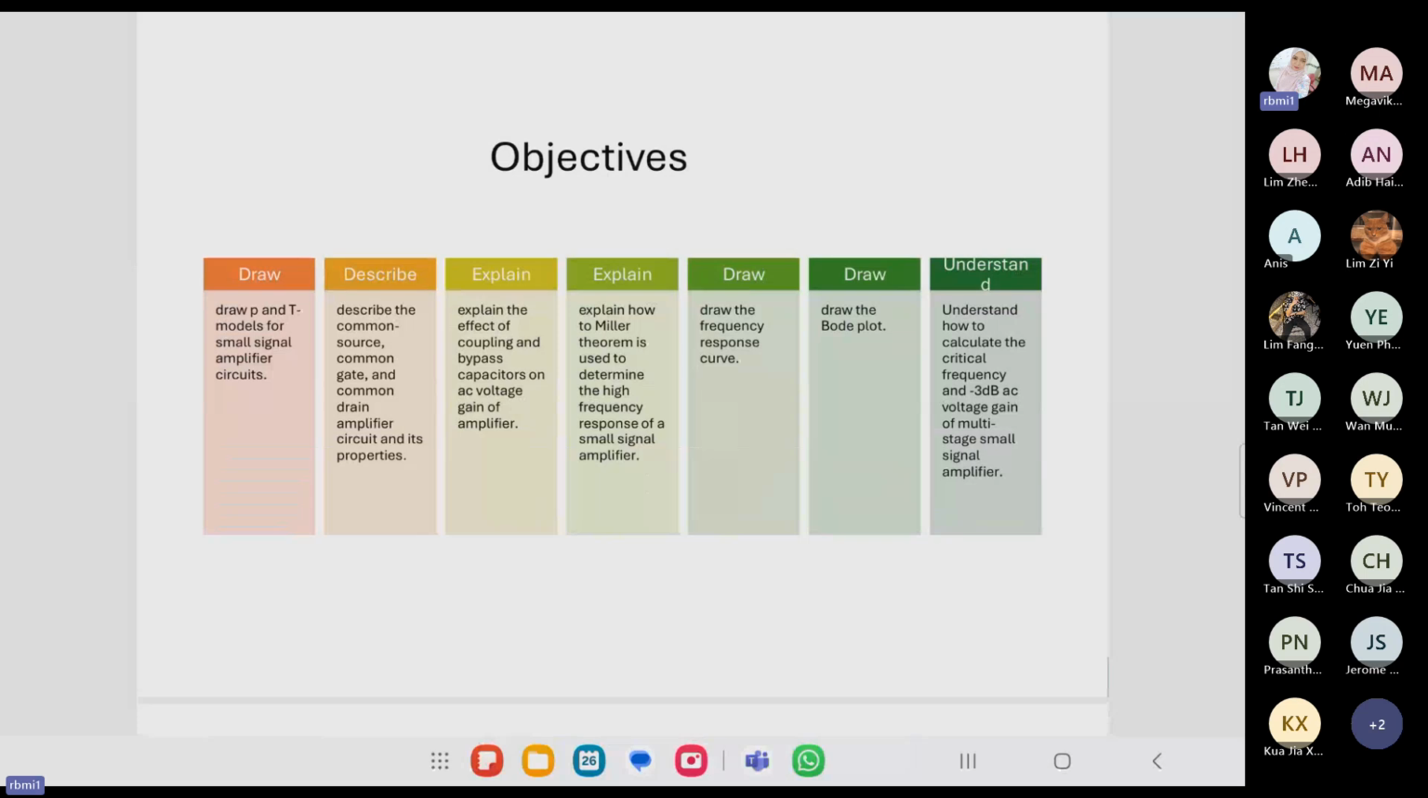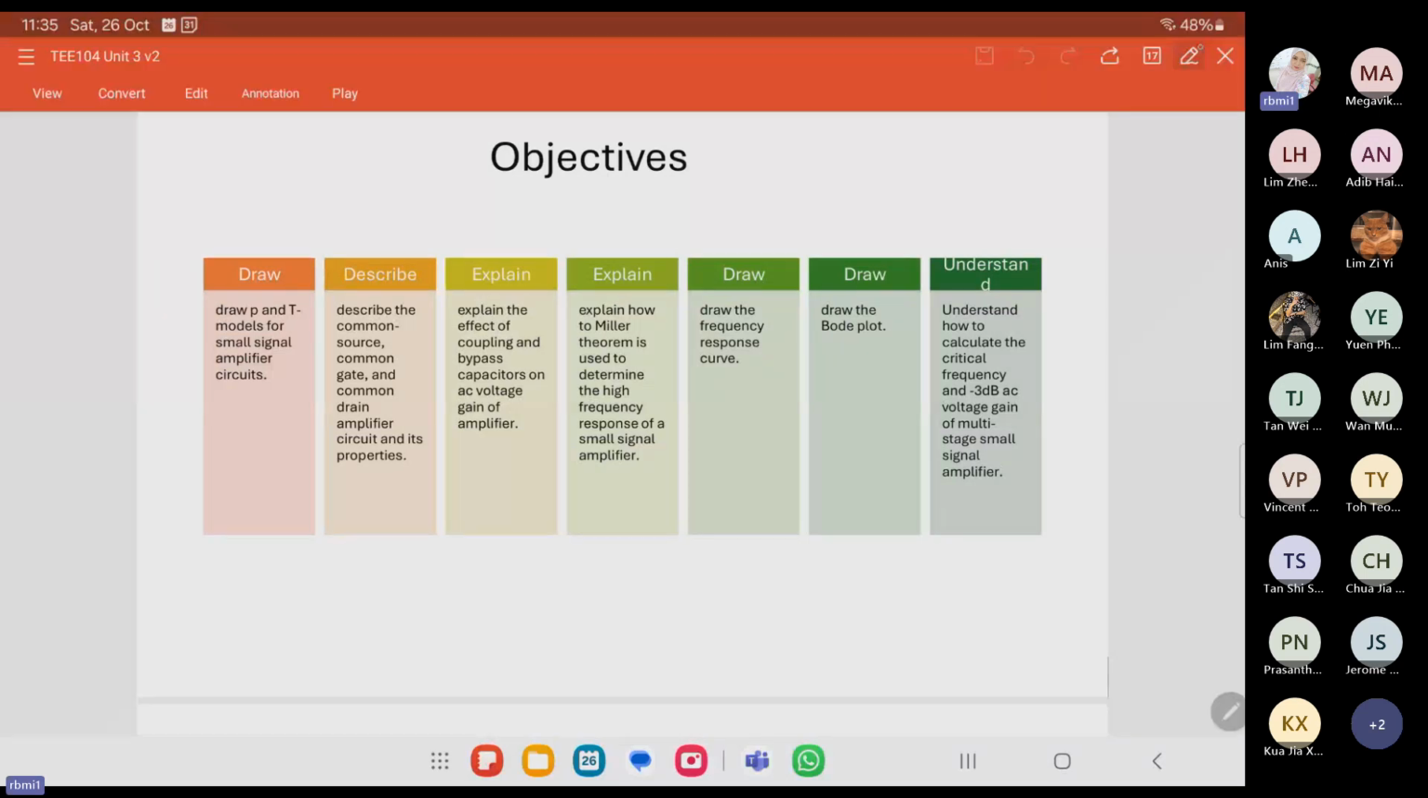Okay, and for the JFET, we have common source, common gate, and common drain. The second objective here, we have common source, common gate, and common drain, and we will see the effect of the AC voltage gain by the output impedance and also the source resistance. Next one we will discuss on how to design the MOSFET for common source and also drain feedback configurations, including the DC and AC analysis.